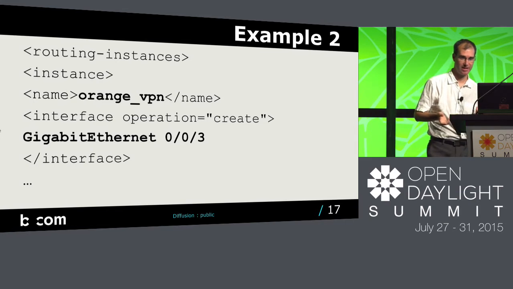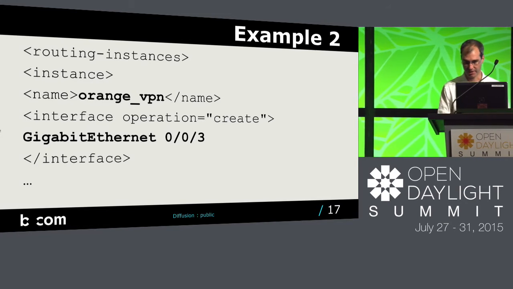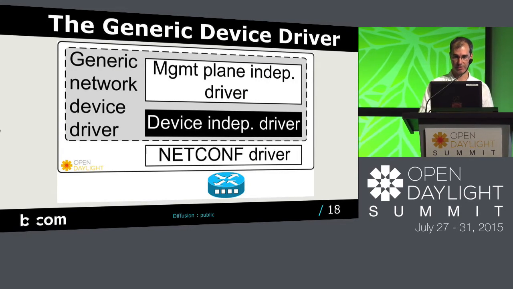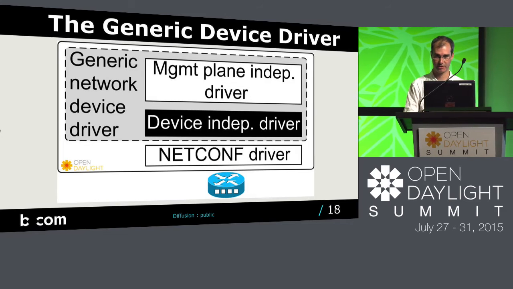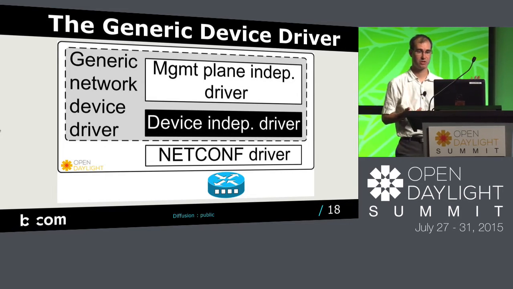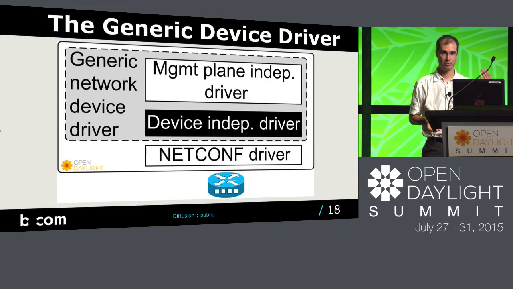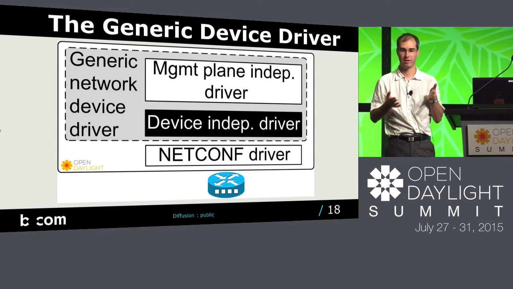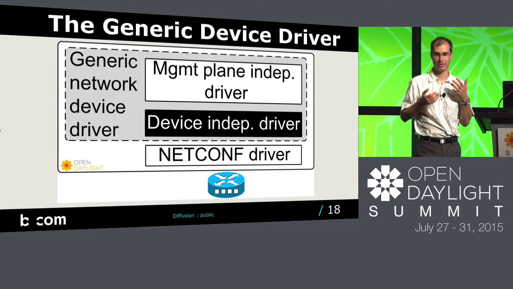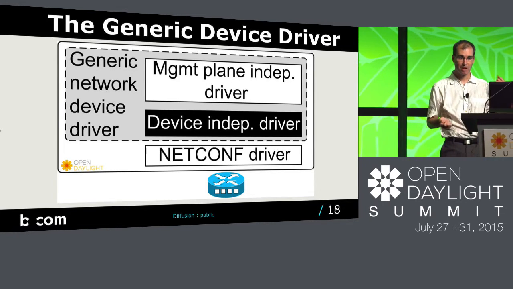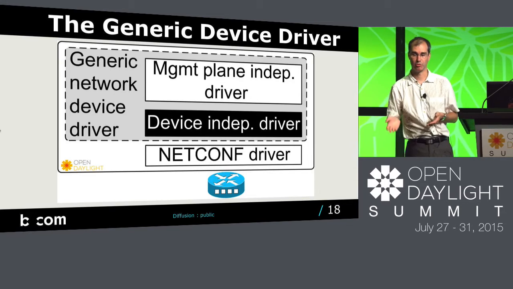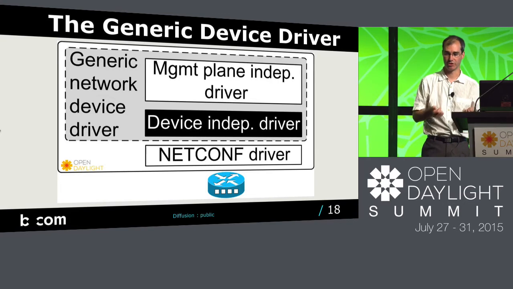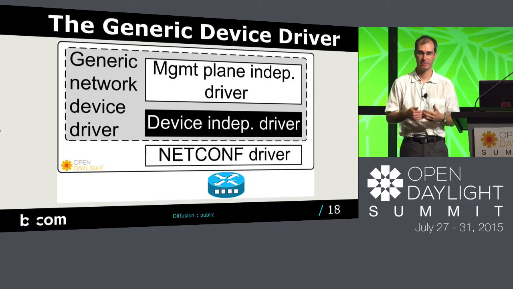So that's why we need an abstraction layer, and that's why we created the generic network device driver, the device-independent driver. It is a Java library developed in OpenDaylight as an OpenDaylight module. It exposes some generic operations that can be done on our generic router, for instance, create a virtual switch on a router or add a port to a router. And then it will convert those generic operations into vendor-specific, device-specific operations.